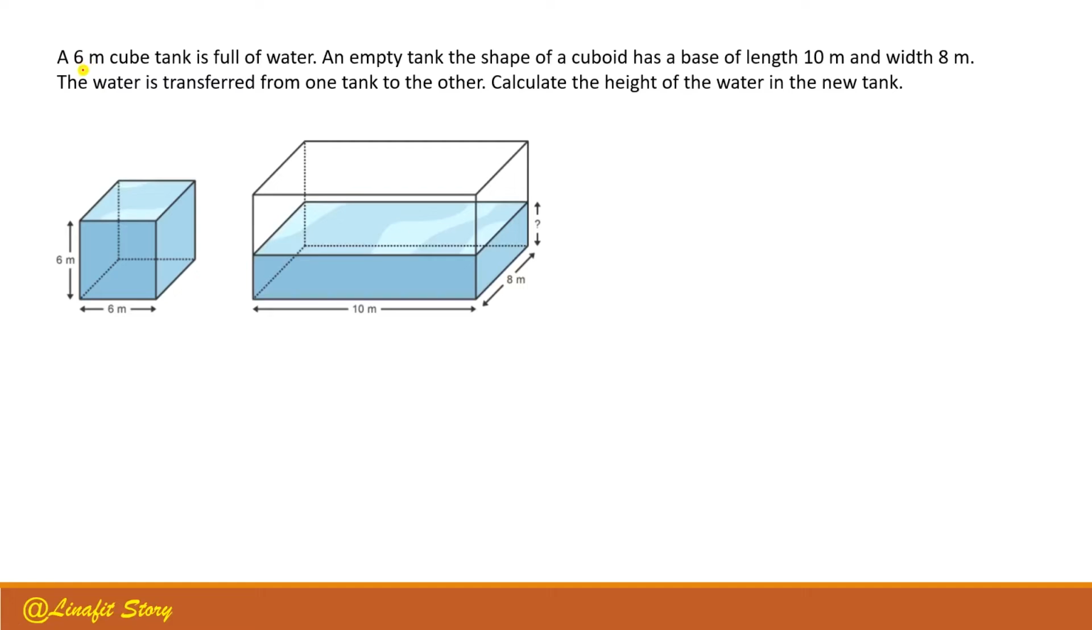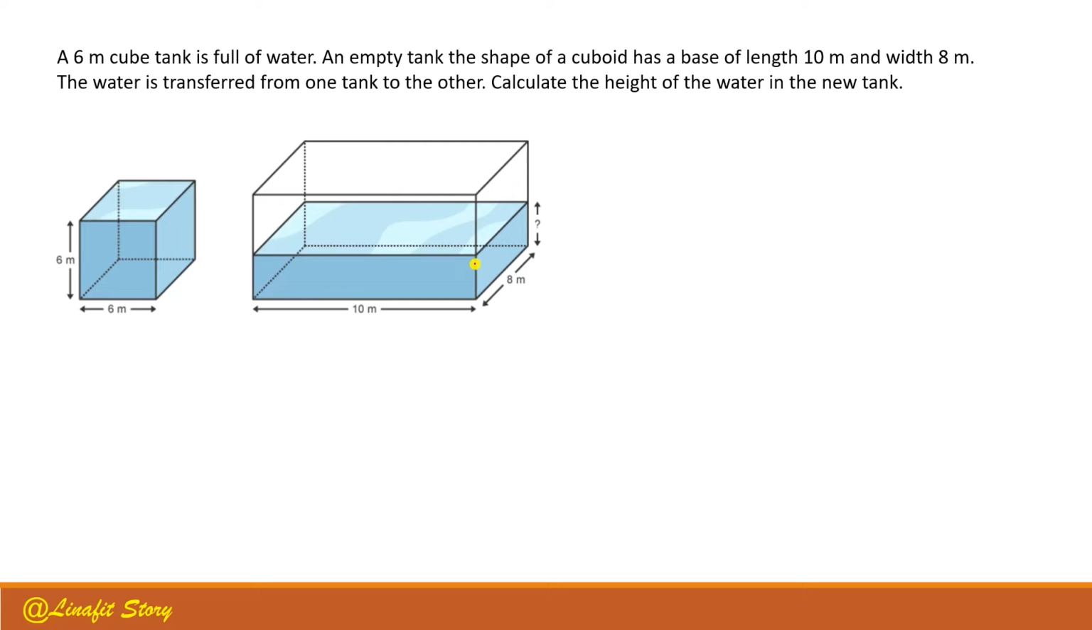A 6 meters cube tank is full of water. An empty tank, the shape of a cuboid, has a base of length 10 meters and width 8 meters. The water is transferred from one tank to the other. Calculate the height of the water in the new tank.